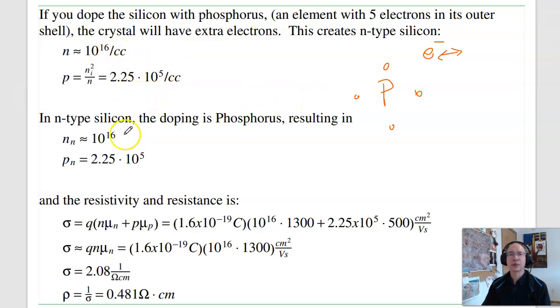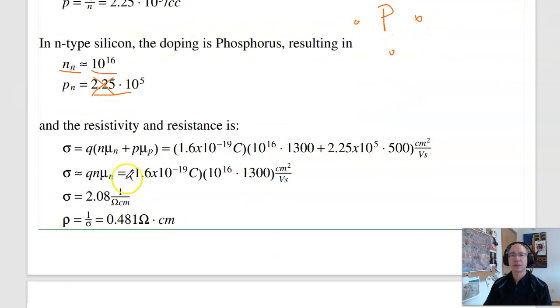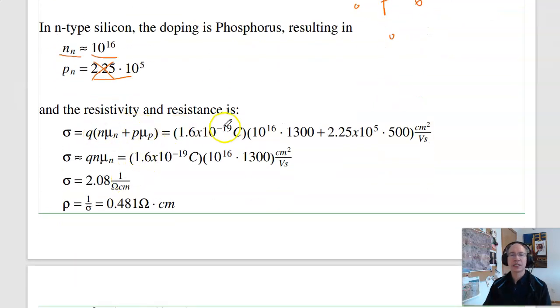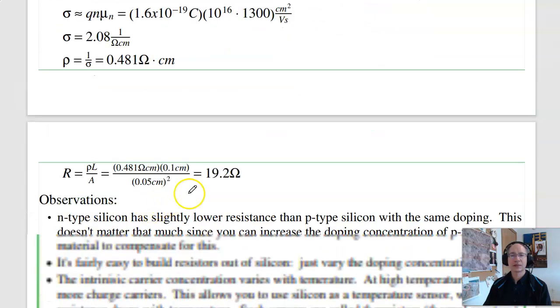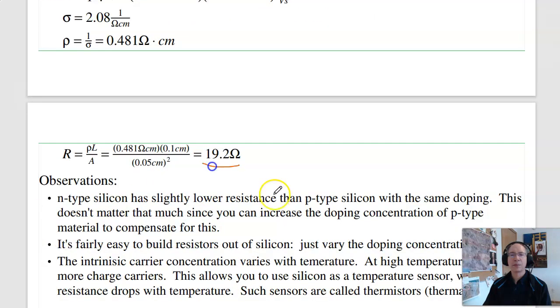Now the number of doping atoms is 10 to the 16th. That's basically the number of electrons. There are a few holes, because N times P is a constant. That's so small relative to the number of electrons, you can usually ignore it. Recalculating my conductivity and resistance, my resistor becomes 19 ohms.